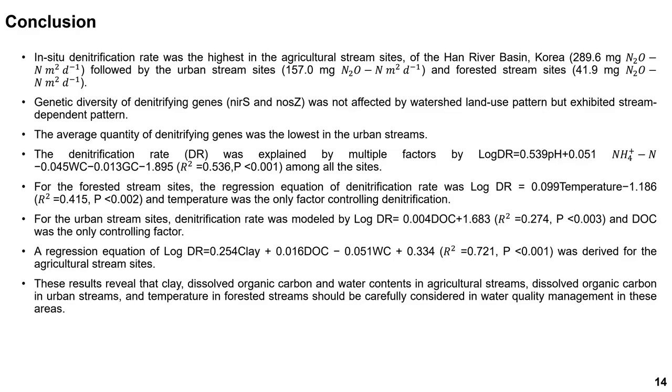Likewise, in urban streams, the DOC was the only controlling factor, and in case of the regression equation, DR equals 0.254 clay plus 0.16 DOC minus 0.051 WC plus 0.334, with an R value of 0.721, and P less than 0.001, was derived for agricultural stream sites. These results revealed that clay, dissolved organic carbon and water contents in agricultural streams, dissolved organic carbon in urban streams, and temperature in forested streams should be carefully considered in water quality management in these areas.